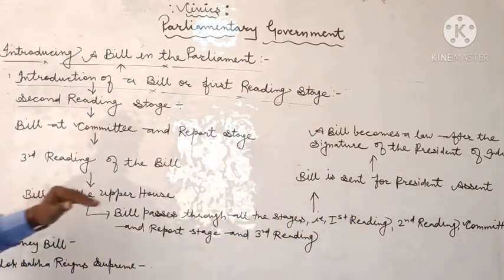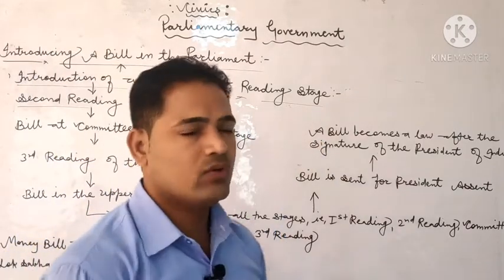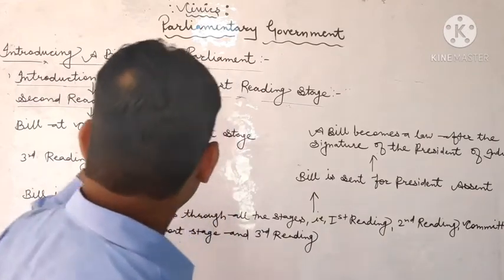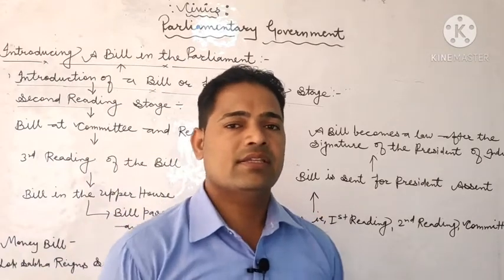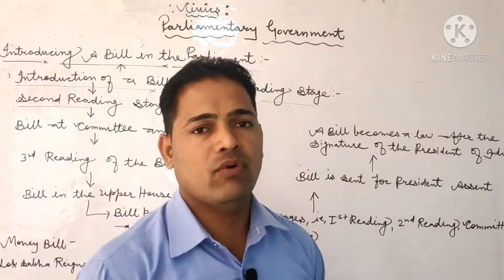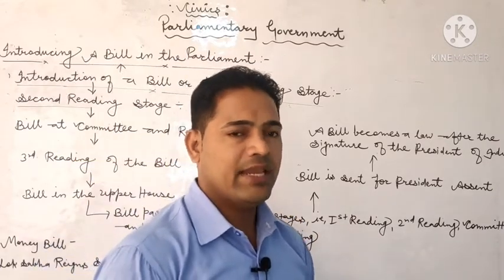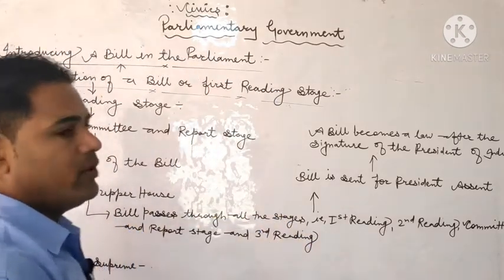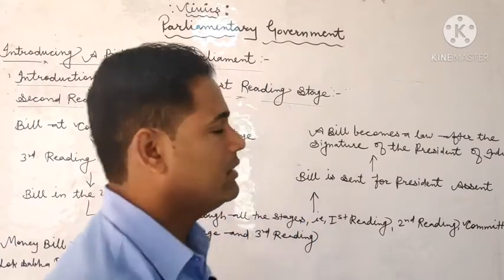So see, my dear students, in the first reading stage a particular minister simply reads out the bill. Then the second stage is also a reading stage, where for the second time a particular minister reads out in front of the house what the bill is about. There is also a gap so that the speaker can issue a copy of the bill to each and every member, and they can go through the bill thoroughly.